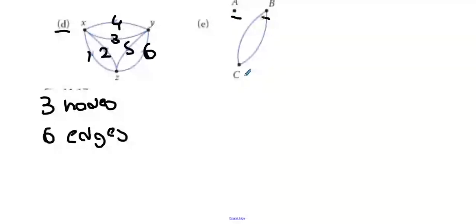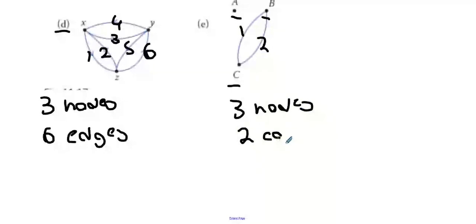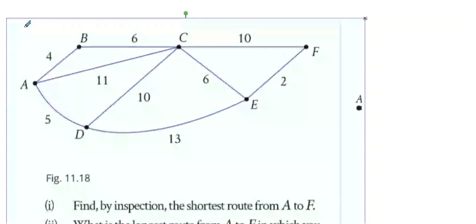Part A would have 3 nodes and only 2 edges. Okay, and that is question 3 done. Now, question 4.